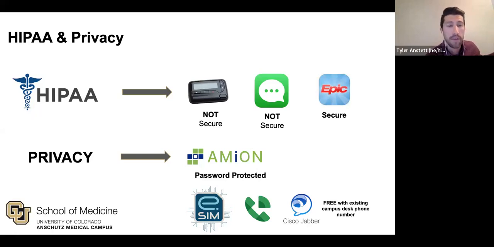A couple other options, in addition to not listing your personal cell phone number, you can choose to purchase a separate phone, although we think that's cumbersome should people want to do that, but you can essentially have the same functionality by purchasing an eSIM through your cell phone carrier now, which is significantly cheaper than buying another phone.